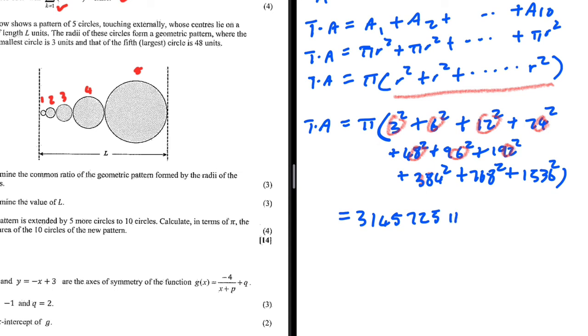3,145,725 pi units squared as the total area of the 10 circles.